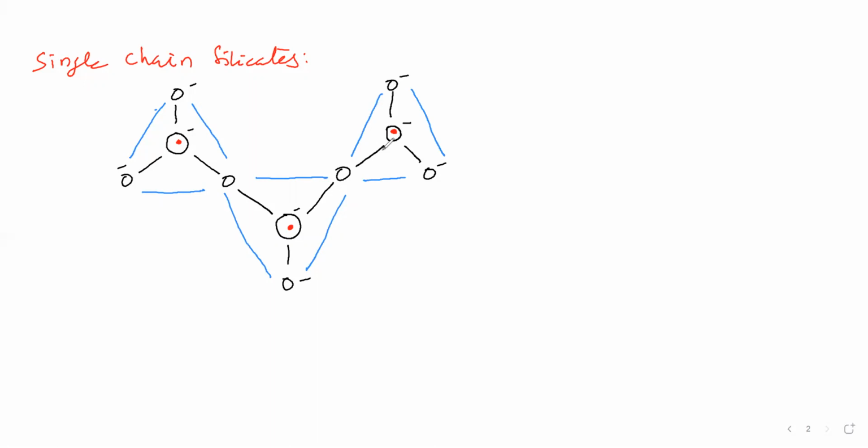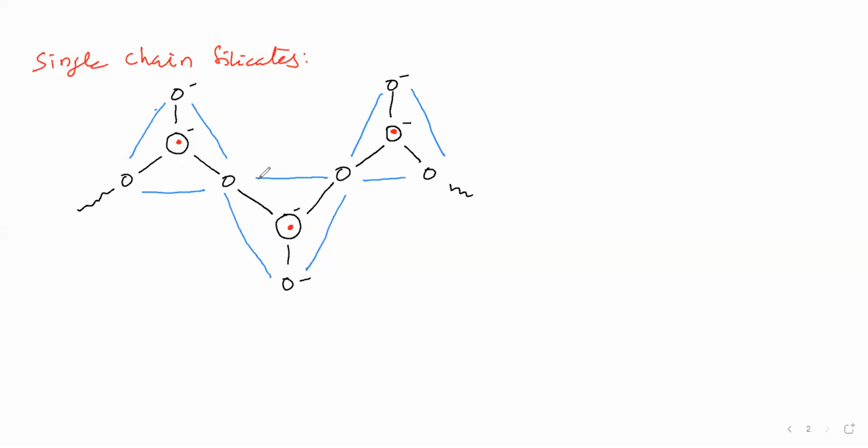Like this, we will continue on either side. Here we will continue, here continuation, and next here continuation. If you go like this, this is called a single chain silicate. It is continuing like a polymer. This is called single chain silicate.